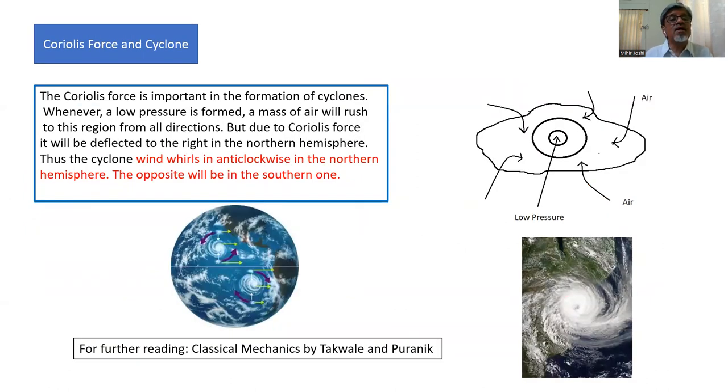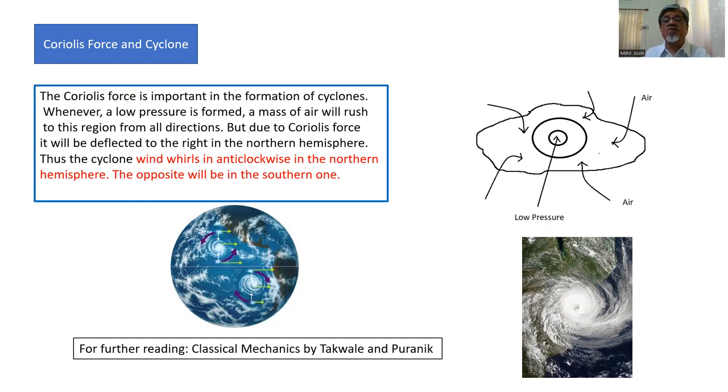The Coriolis force and cyclone. The Coriolis force is important in the formation of cyclones. Whenever a low pressure is formed, a mass of air will rush to this region from all directions. The figure shows low pressure created in the middle and the surrounding air rushing to occupy this low pressure. But due to Coriolis force, it will be deflected to the right-hand side in the northern hemisphere. Thus, the cyclone wind whirls anti-clockwise in the northern hemisphere.